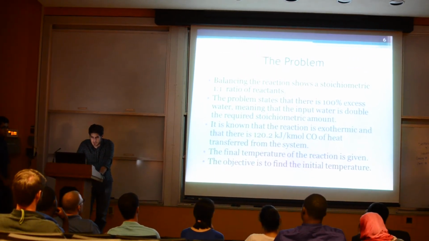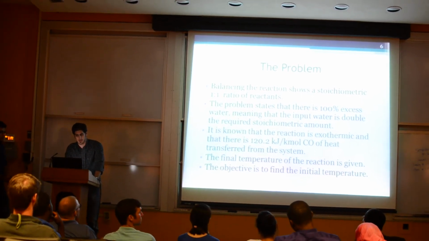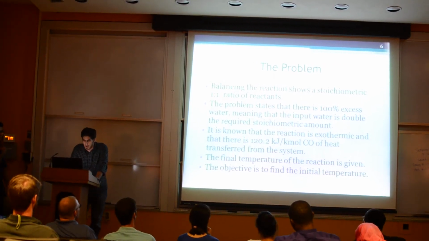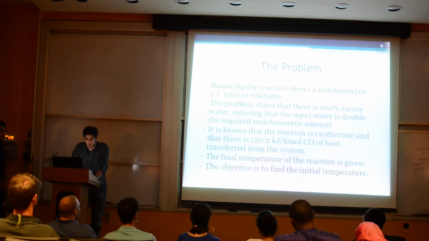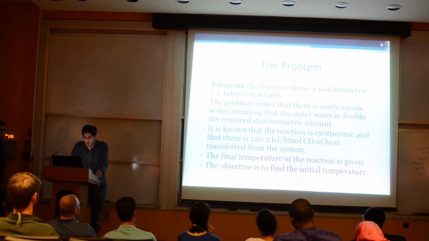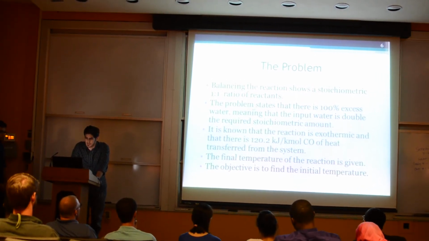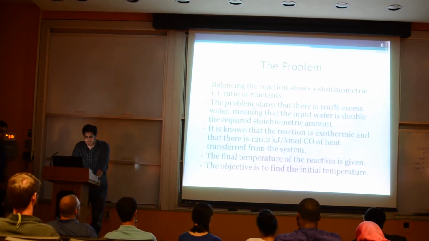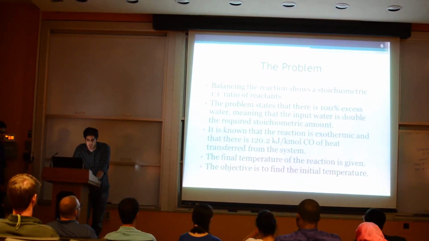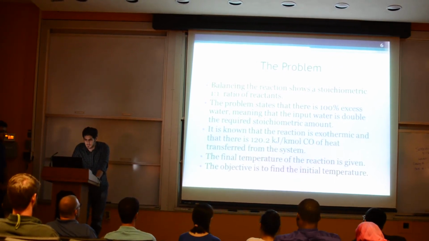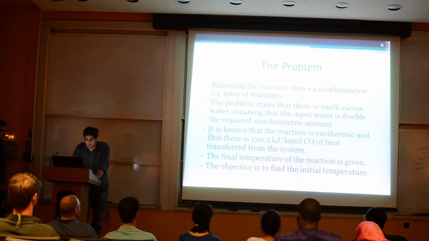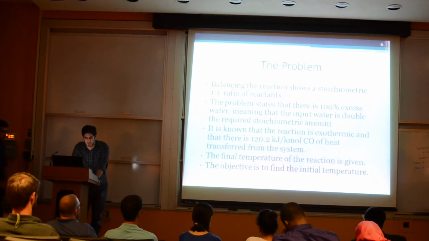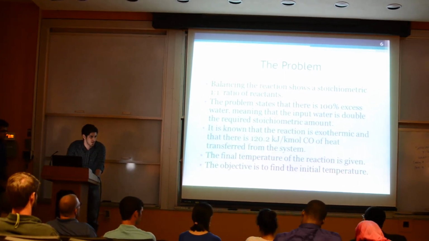A couple of things we need to look at in detail, which is our reaction. We know there's 1-to-1 ratios in the chemistry and it's already balanced. Another thing pointed out there is that 100% excess of water is actually double in stoichiometry, so we know that we have 2 moles of H2O as a feed. Q is again negative for this value, 120.2 kilojoules per kilomole of CO, and we just need to solve for our initial temperature based on our final temperature at 800 Kelvin.